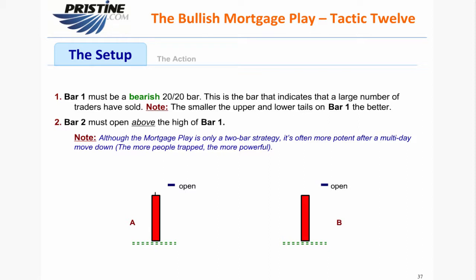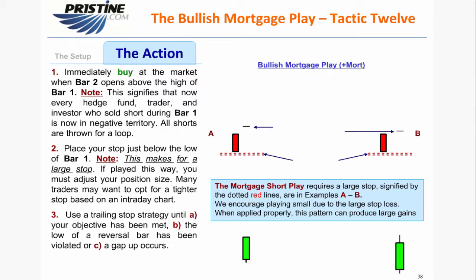So here you've got a bearish 2020 bar, indicating a large number of traders have gotten short or sold out of positions. And then bar number 2 opens above the high of bar number 1, completely trapping any and all shorts. So what are they going to do upon the open? They're going to look to cover. They're going to be buying to cover. Therefore, you're going to look to buy it immediately off the open.